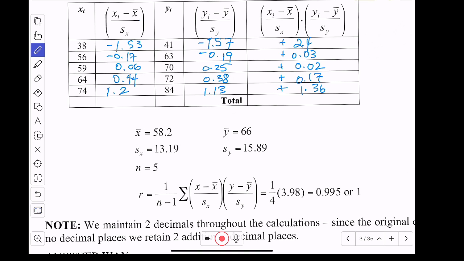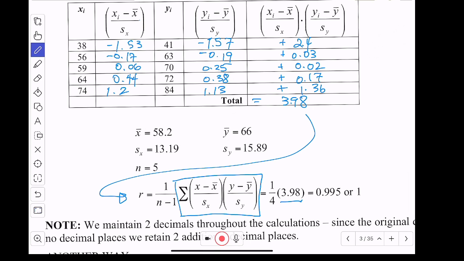Okay, how's that? Then I total them. And I get 3.98. So then I jump to this step. All I have to do, I've gotten this value. I've done all of this. I just have to get the average.